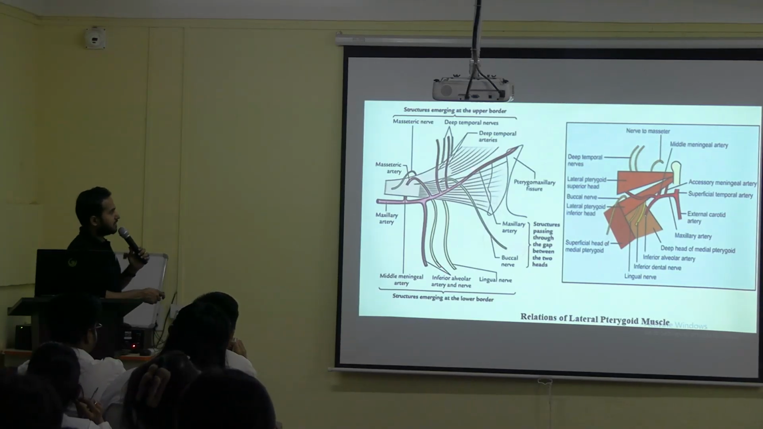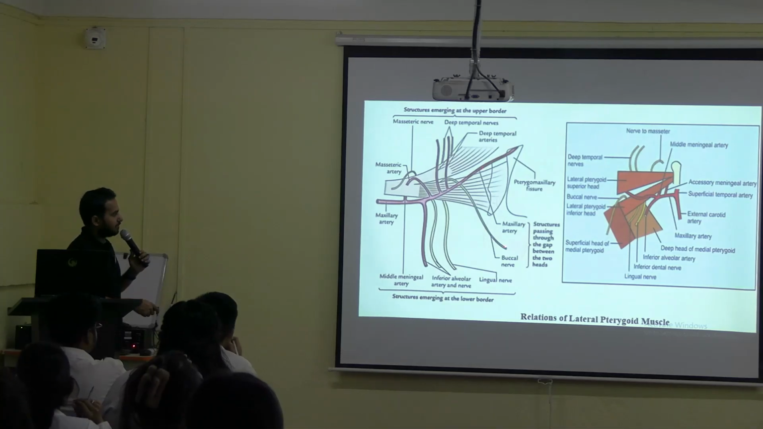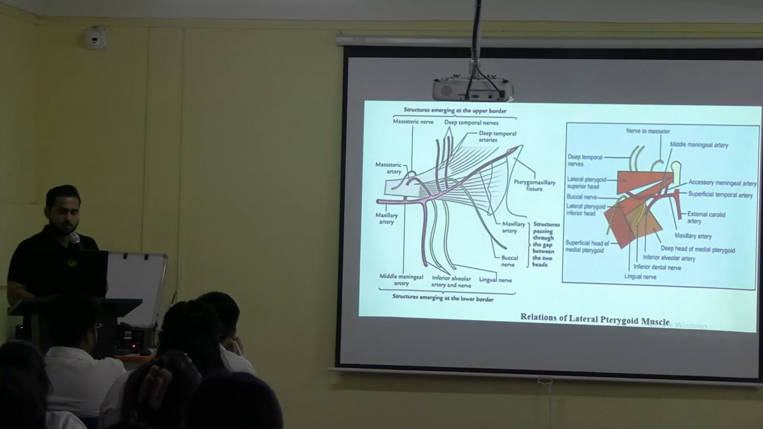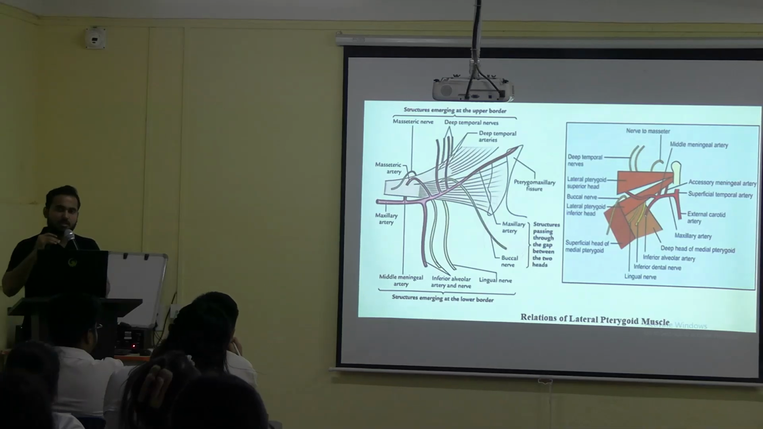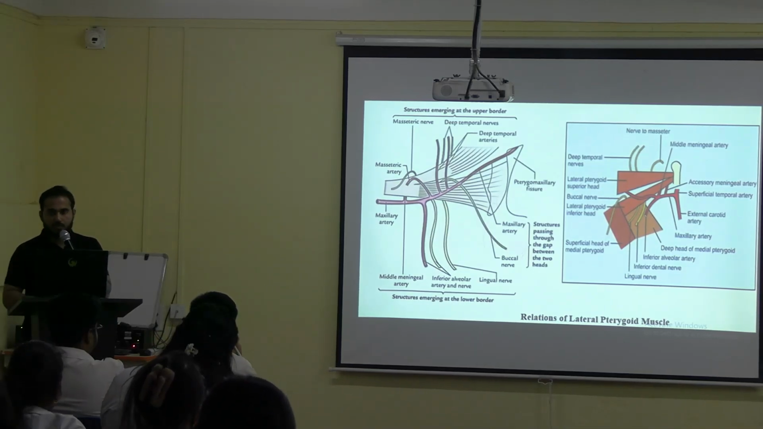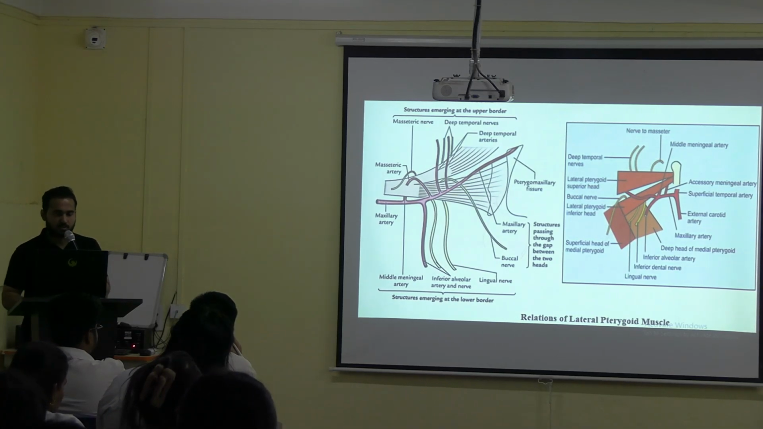Next, structures passing in between the two heads, the most important one is the maxillary artery and the buccal nerve. Okay, so these are some important structures, as you can see, passing in between the two heads, emerging at the upper border, emerging at the lower border. Some structures are superficial, some structures are deep to the muscle.